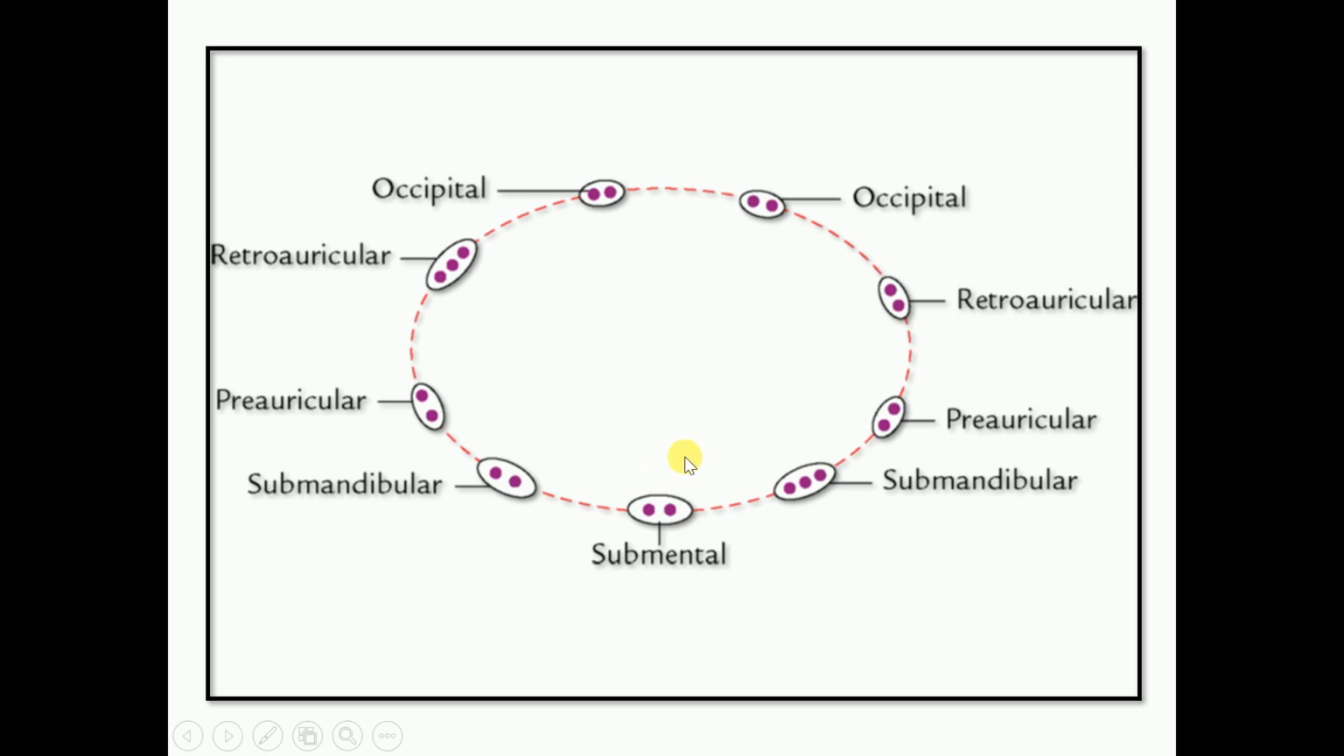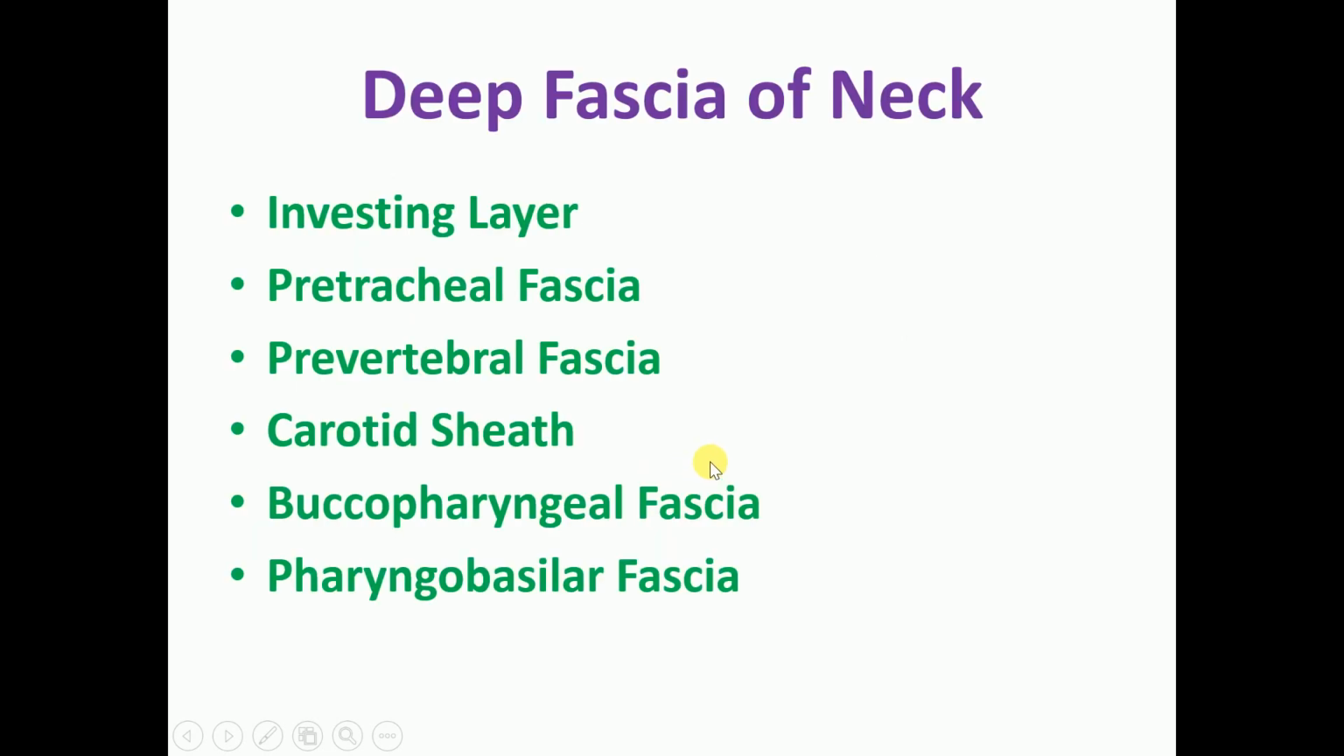So this is about the superficial fascia. Now the deep fascia of the neck. The deep fascia of the neck is clinically very important because it forms the various fascial spaces in the neck. It also provides a capsule to the glands and invests the muscles in this region. Apart from that, it also forms a protective sheath around the neurovascular structures.